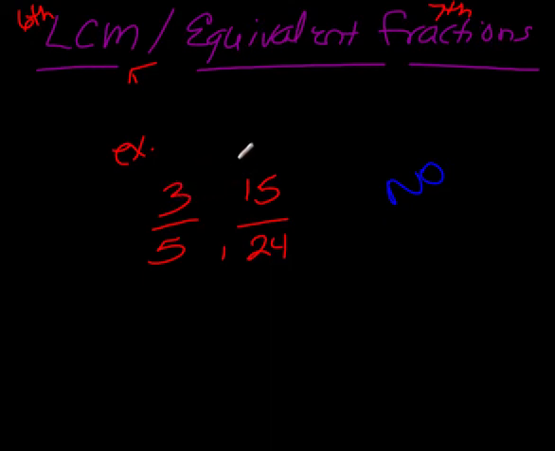3 times what can give me 15? 3 times 5. If I multiply it by 5, then the denominator has to be multiplied by 5. And that's where we find the error. 5 times 5 is definitely not 24. Therefore, this fraction, 15/24, is not equivalent to 3/5. So that's how we do that. That's pretty easy, pretty simple.